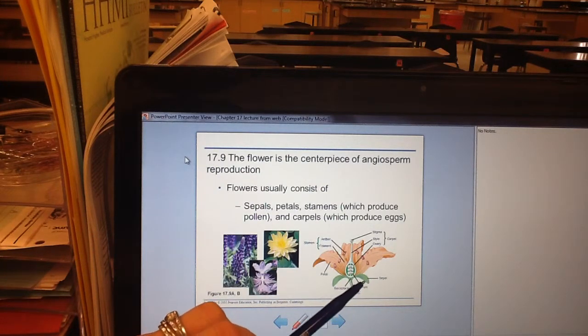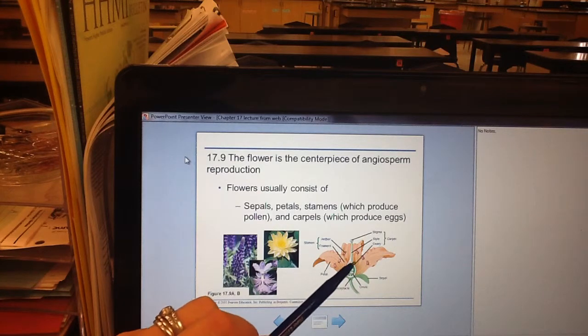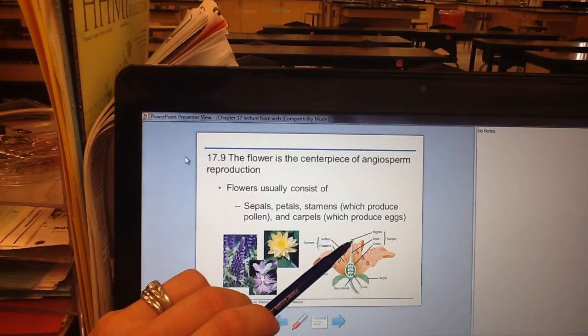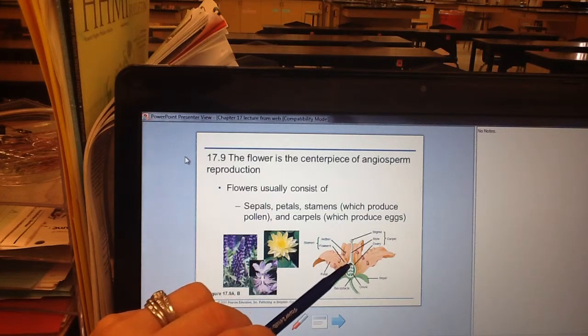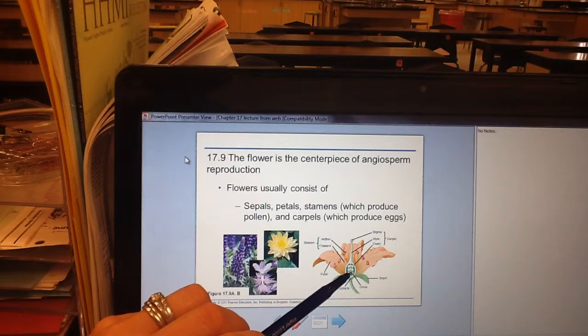Whereas within the flower at the very center is this kind of bulbous part. That's the green. This up here is our sticky little stigma. The sticky part is the style. And then down here, of course, is our ovary. And inside of our ovary, we have our eggs.